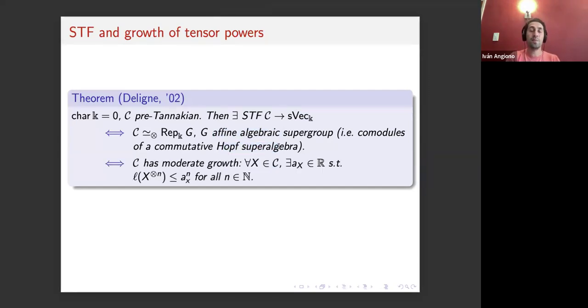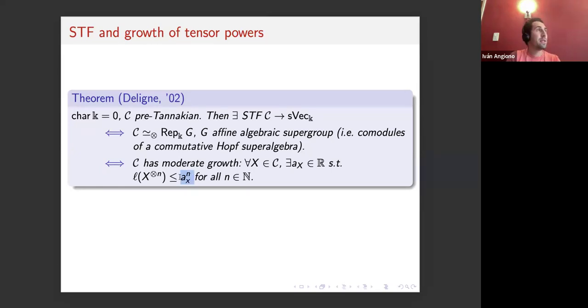And the last characterization is that C has moderate growth. It means that the length of the tensor powers of each object does not grow too fast. It means that essentially for each object you can fix a positive number such that the length is bounded by the powers of this fixed scalar. This is the main thing.